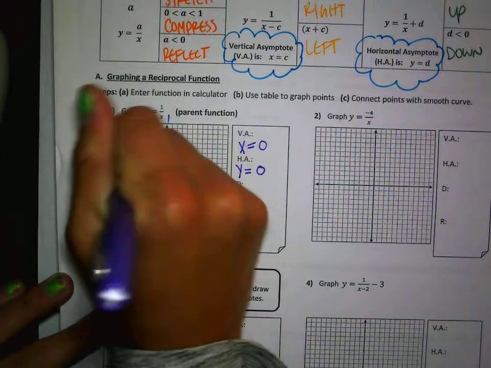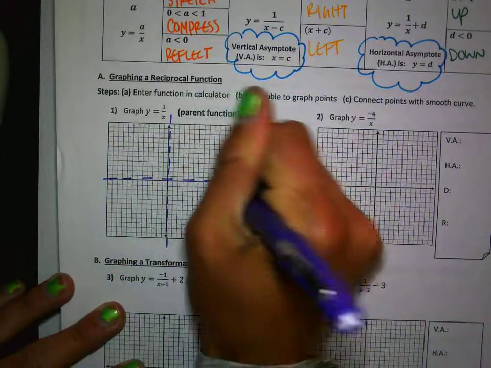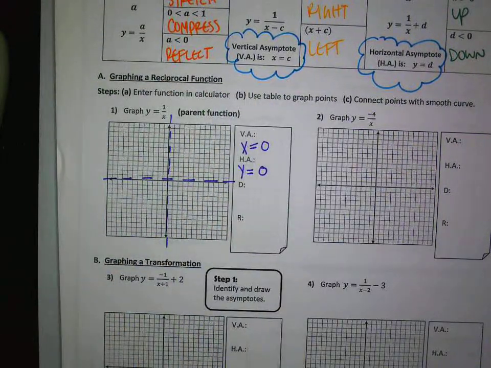Wait, I have a question. Yep. About that. So your c and your d value not only tell you what direction it goes, but it also tells you the asymptotes? Yep. Oh, okay. Thank you.